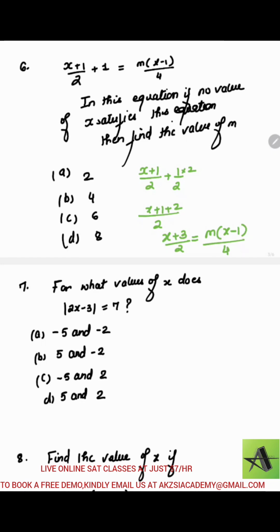Now, multiply both sides by 4. So this will be 2 times x plus 3 equals m times x minus 1, or 2x plus 6 is equal to mx minus m. Let me bring all x terms on one side and the constants on the other side. So 2x minus mx equals minus m minus 6. It means that the coefficient here is 2x.